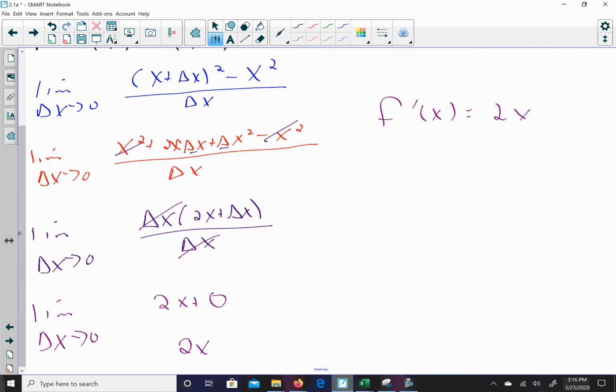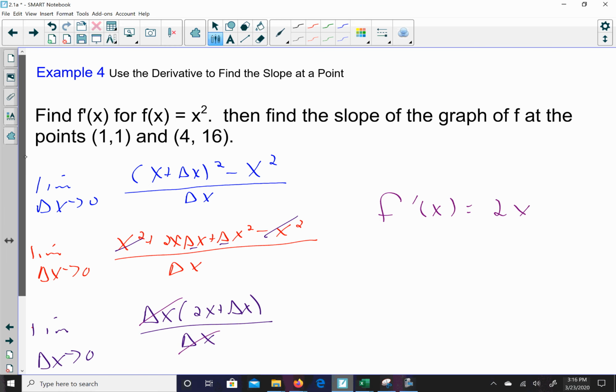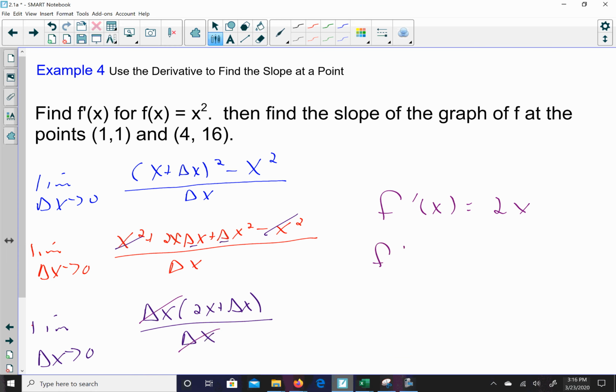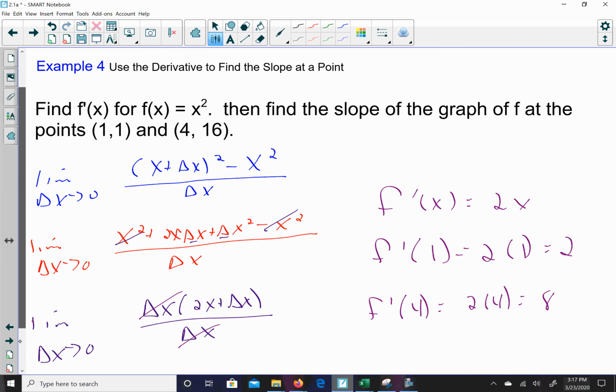Which means my derivative at a point x is going to be 2 times x. So going up here, when I want to find the derivative at 1, I put 1 in for x, and my slope at the point (1, 1) is going to be 2. When I want to find my slope at 4, I substitute 4 in for x, and I get a slope of 8, which is a much steeper slope.